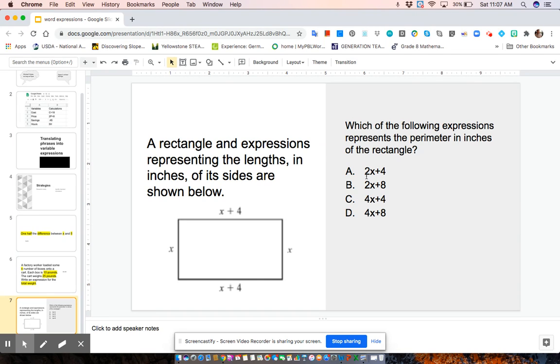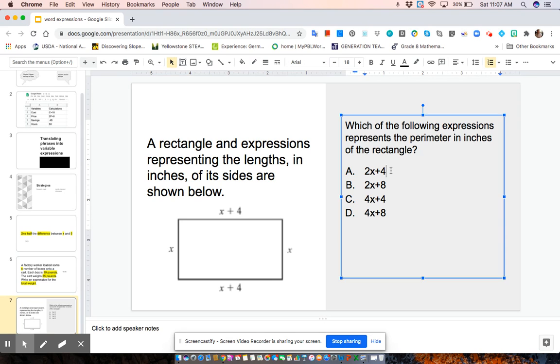All right, so this is a multiple choice question. Already we can cross a couple off. Notice how if I'm looking at this picture, perimeter being that distance around, we have 4 x's here. So for A and B, where it only has 2x, I know it's not that. So it's not A and it's not B. Okay? So we're looking at C or D.